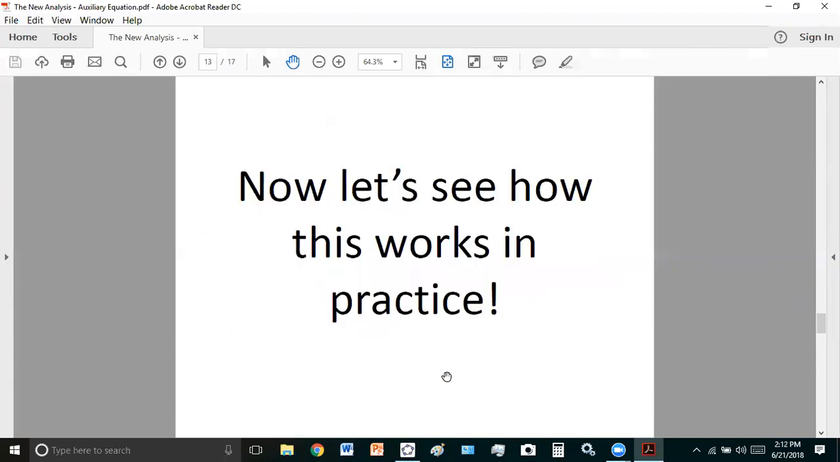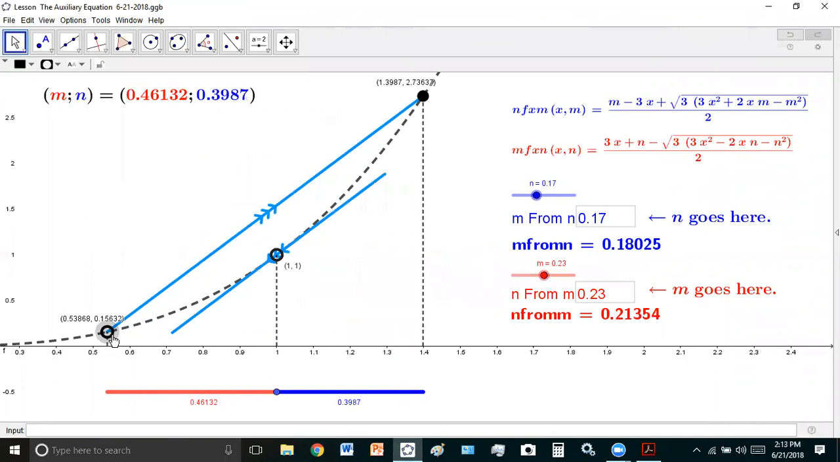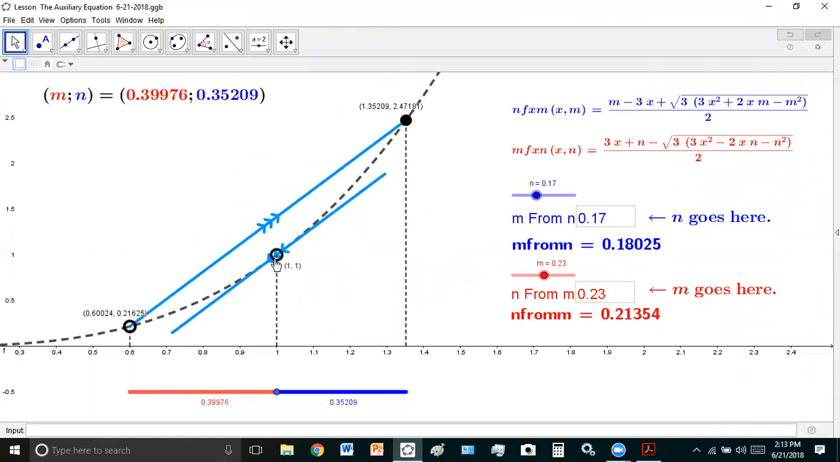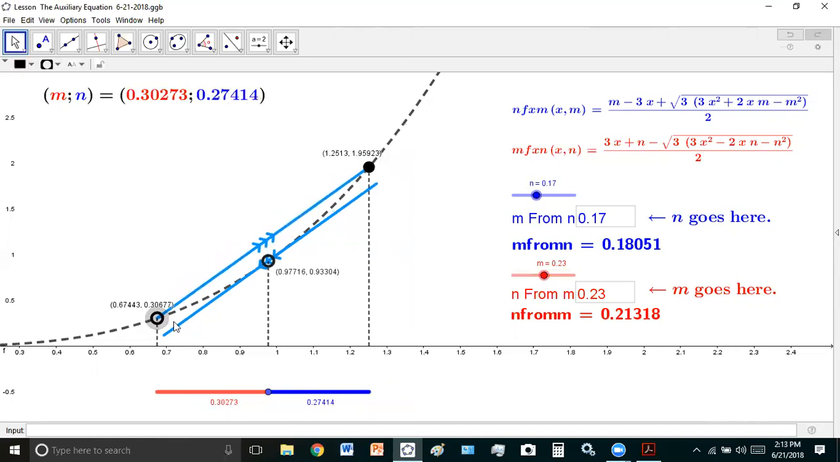Now let's see how this works in practice. So let's come over here. This curve here is just the equation of the cubic, y is equal to x cubed. And these are the two equations that you saw in the slide. And I can show you right now that it doesn't matter where you are with a parallel secant line or which point of tangency you have. These distances here that you see will basically be related to each other and to the point of tangency by these equations.